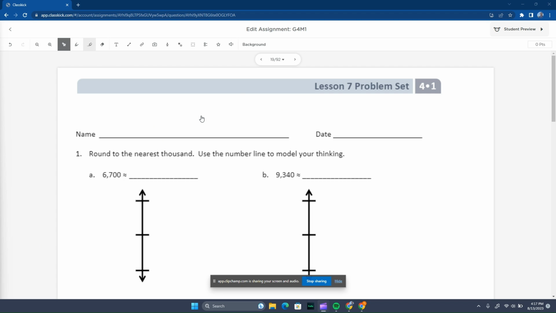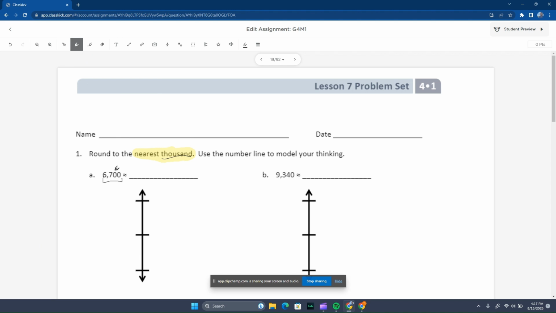So let's hop in and take a look at number 1, where it asks us to round to the nearest thousand and use a number line to model your thinking. So here we're going to be rounding to the nearest thousand. Now, when we're rounding, we're looking for which number, which thousand more specifically, is going to be closest to this given amount.